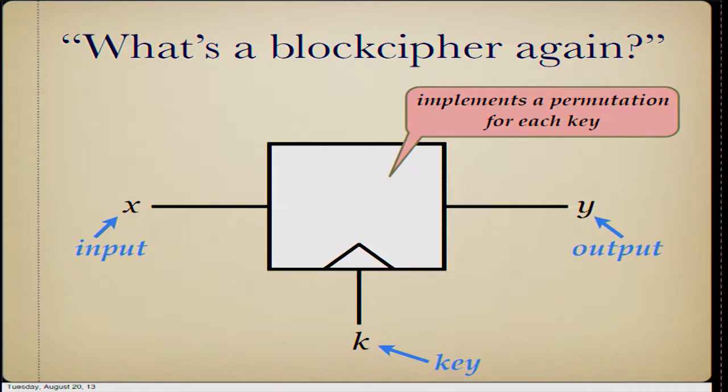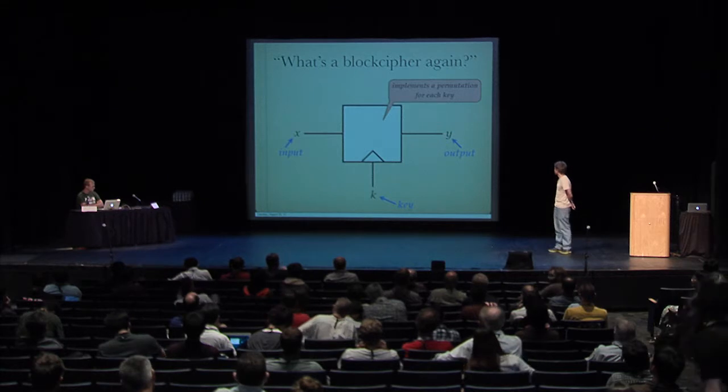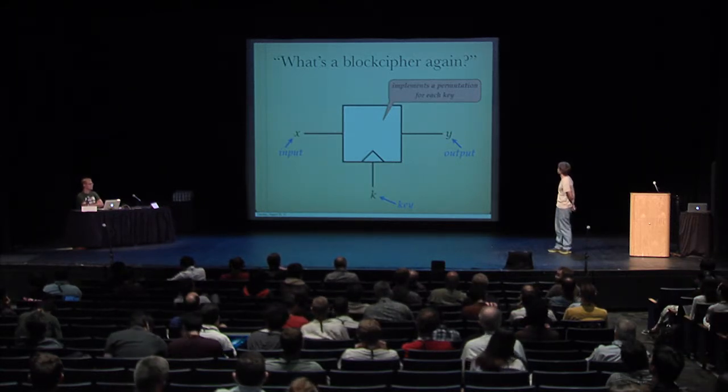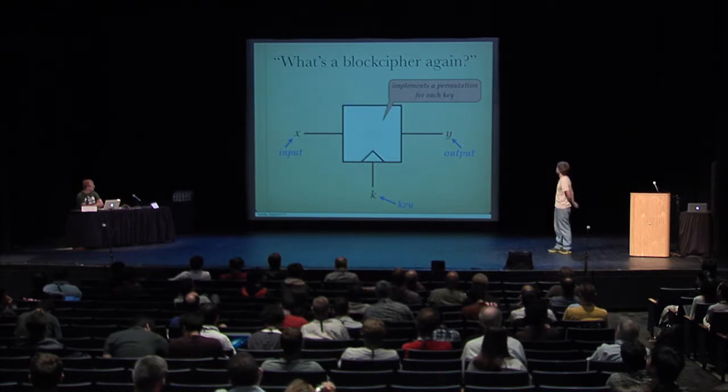All these wires, you can think of them as n-bit values. So the key is n bits, the input and output are n bits. Maybe the key would be something different in general, but we can think of this as being n-bit values.